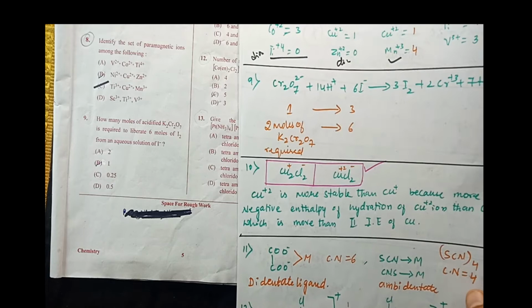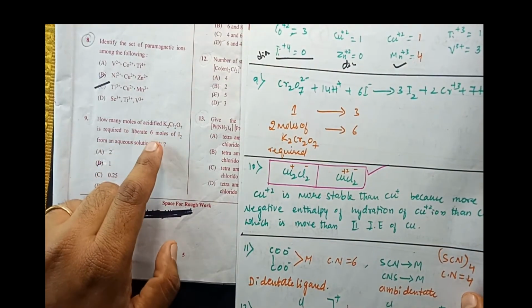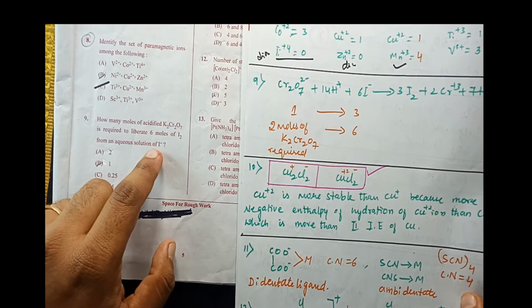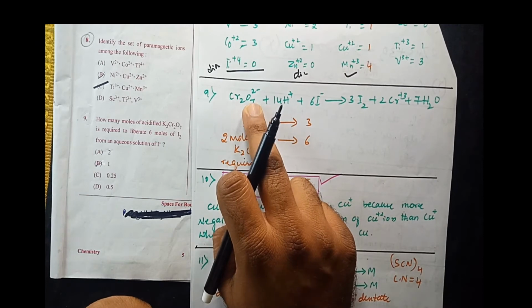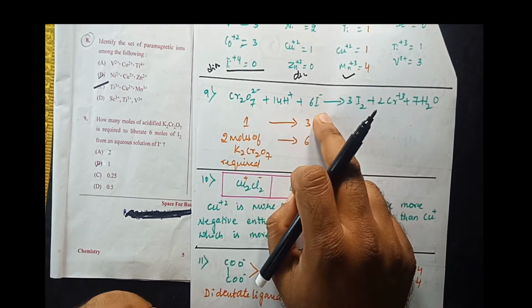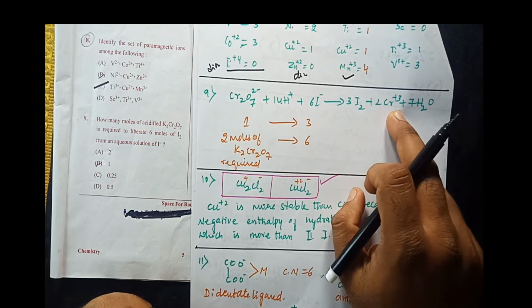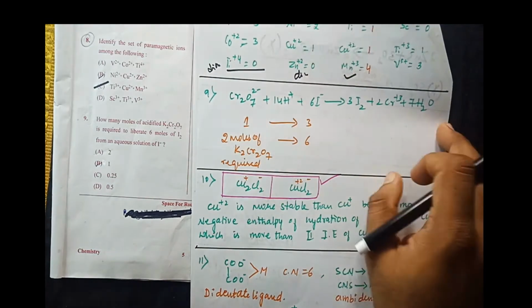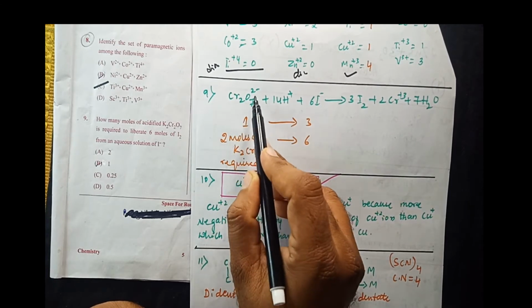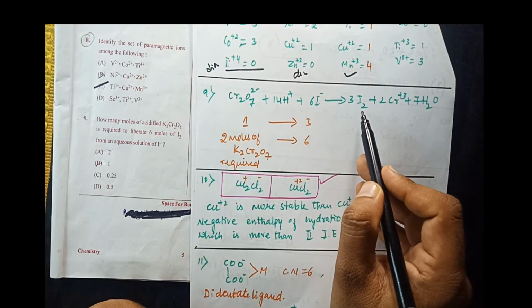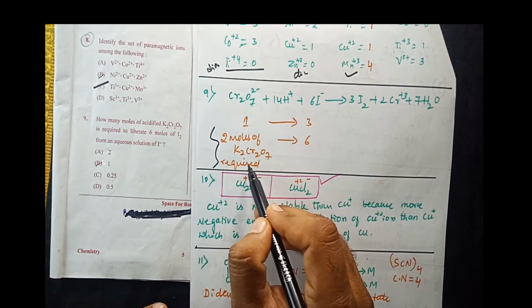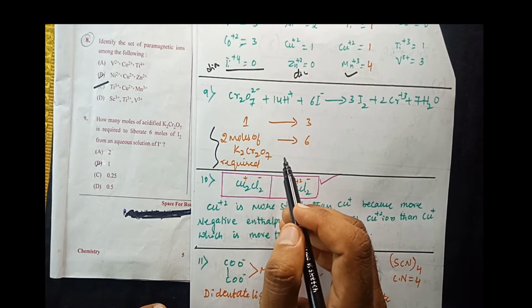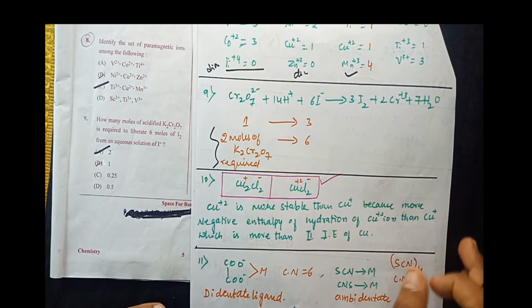So the ninth one is: how many moles of acidified K2Cr2O7 are required to liberate 6 moles of I2 from an aqueous solution of I minus. Look here friends, this is the reaction: Cr2O7 2- plus 14H+ plus 6I- gives 3I2 plus 2Cr3+ plus 7H2O. This is an ionic reaction. Here 1 mole of Cr2O7 gives 3 moles of I2. We want 6 moles of I2, so it is very easy, 2 moles of K2Cr2O7 is required. So option 2 is the right answer.